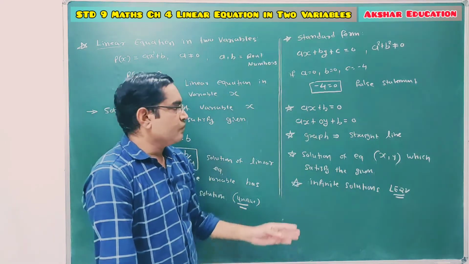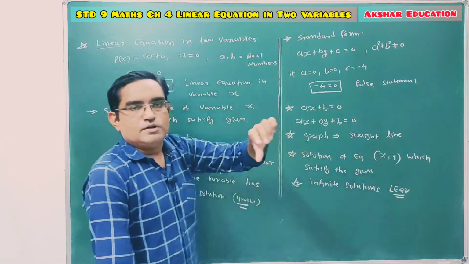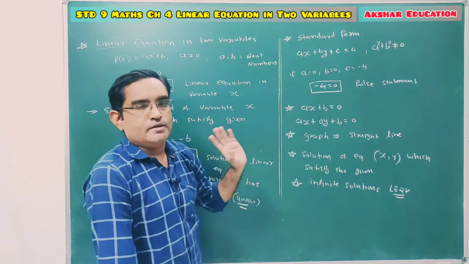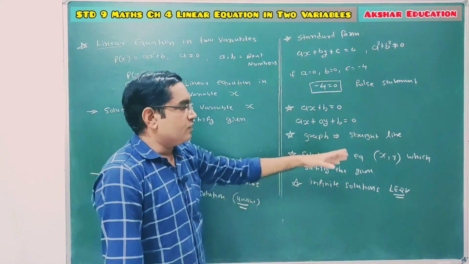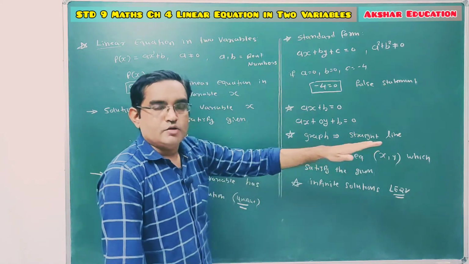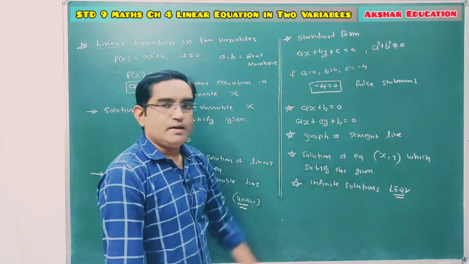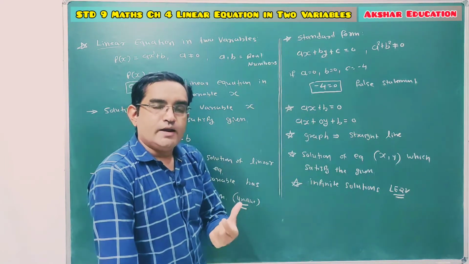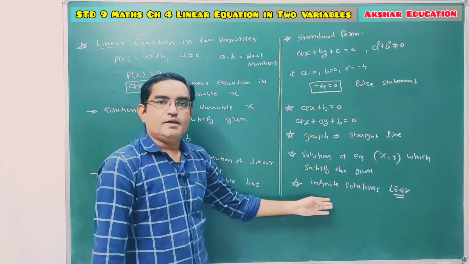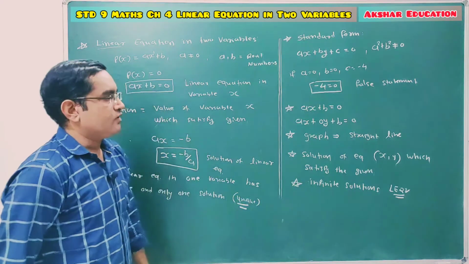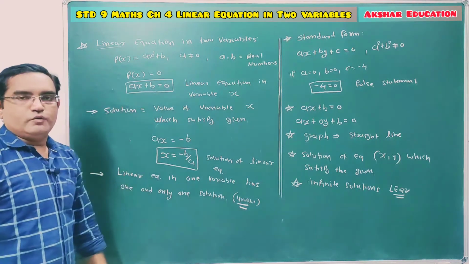What is the reason? Because the graph of this linear equation in two variables is a straight line. The straight line goes up to infinity in both directions, and this straight line consists of infinite points. So any point which lies on the graph of this straight line is nothing but a solution of that equation. As the line has infinite points on it, any linear equation in two variables has infinitely many solutions. Clear, students? So this is the short introduction regarding linear equations in two variables.